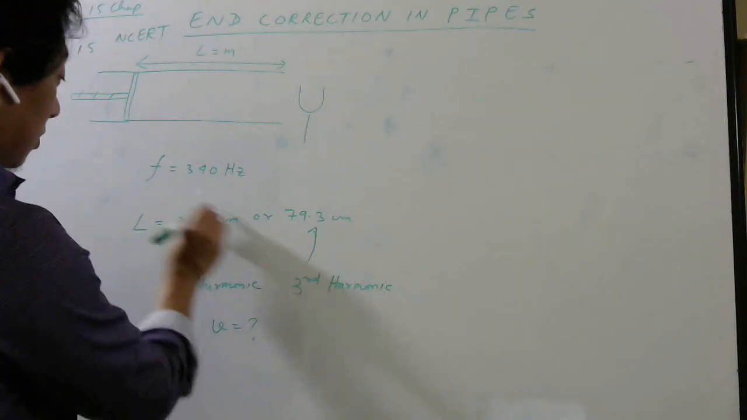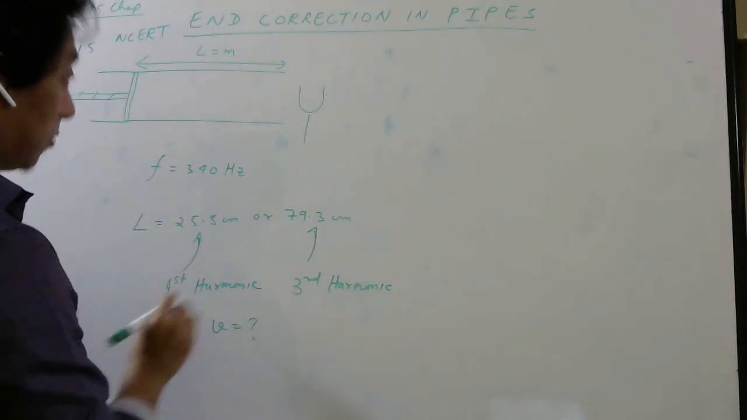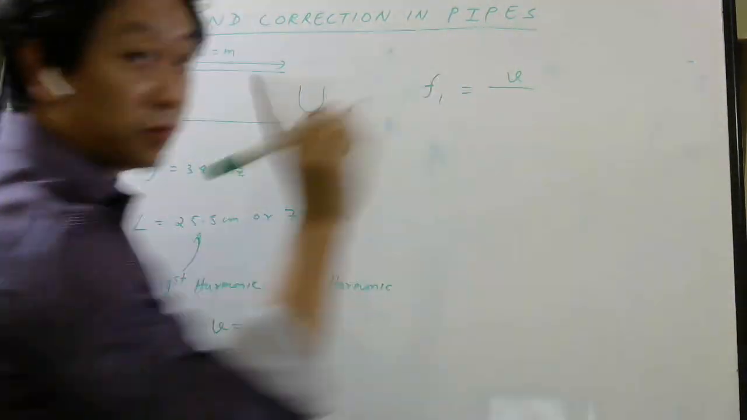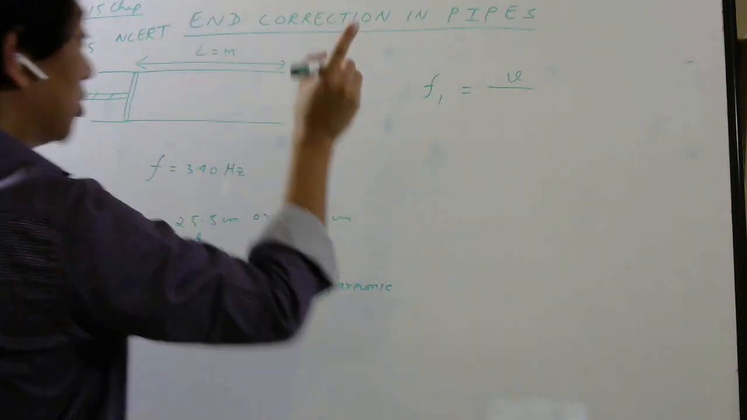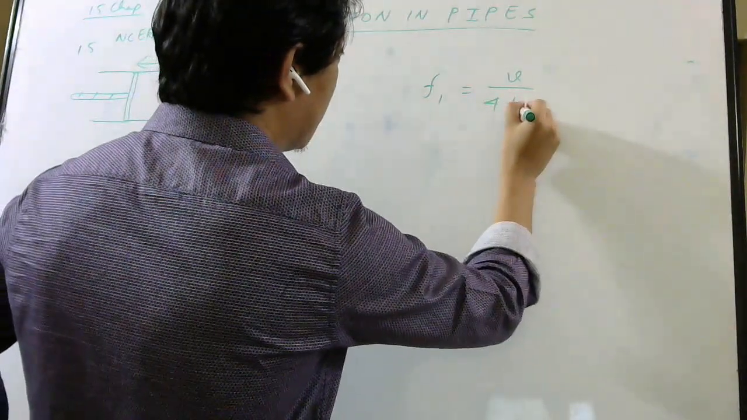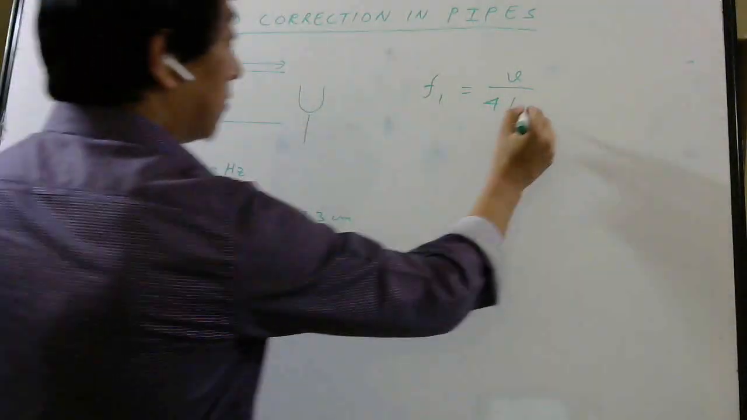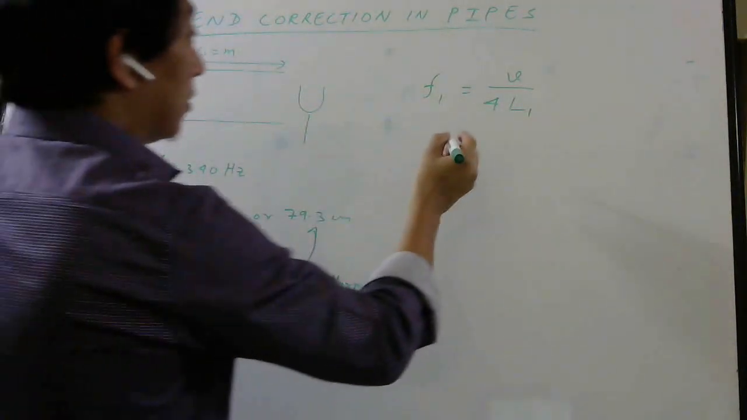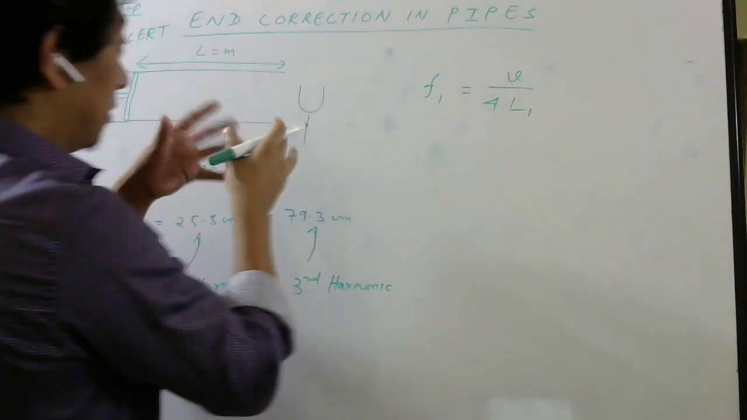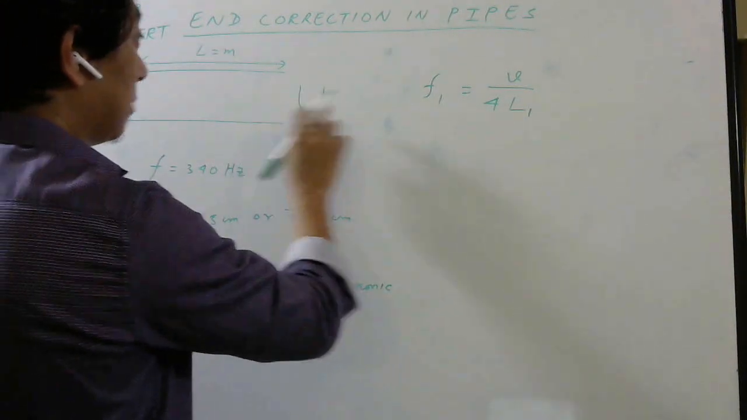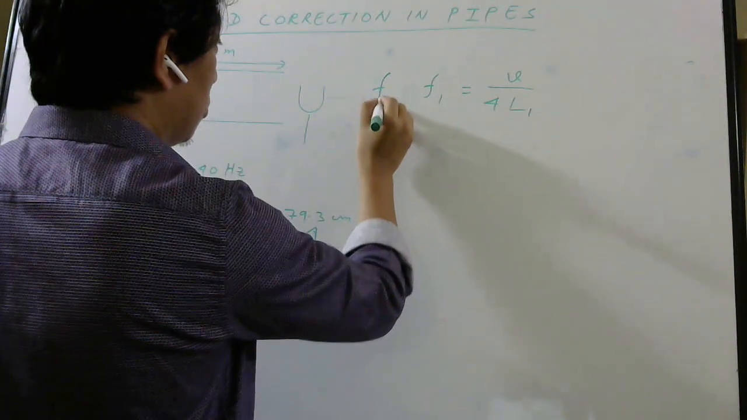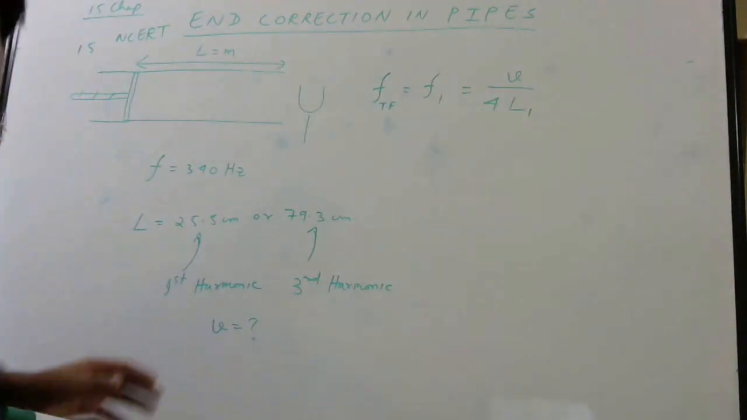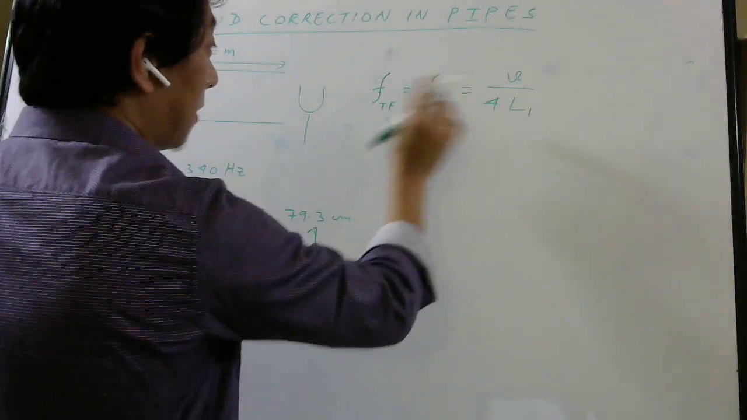So if this length corresponds to the fundamental frequency, what is the formula for fundamental frequency in a closed pipe? V by 2L is for the open pipe, this is a closed pipe, so we have to write V by 4L, right? So this is for the first length, L1. Now, if resonance occurs with this tuning fork, then it means the frequency of the tuning fork should match with the natural frequency of the pipe. So this is the first frequency of the pipe, so this should match.